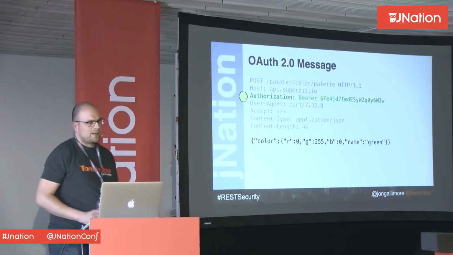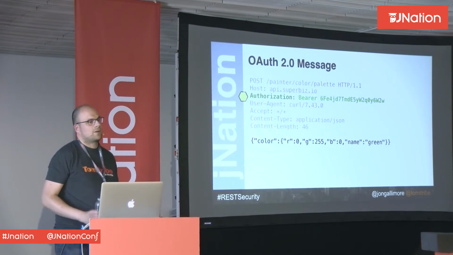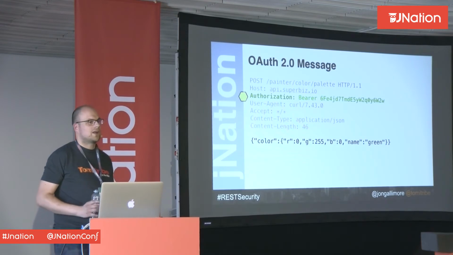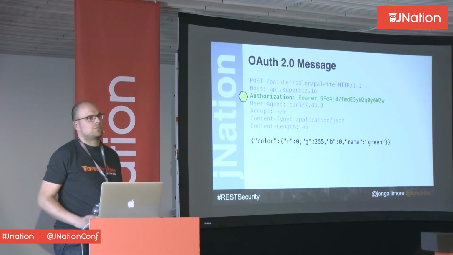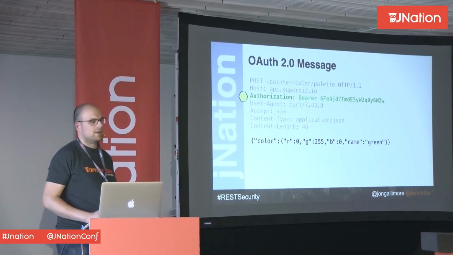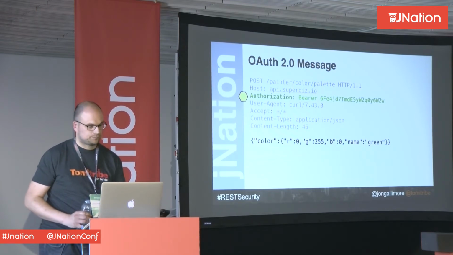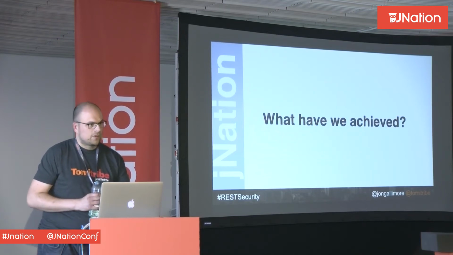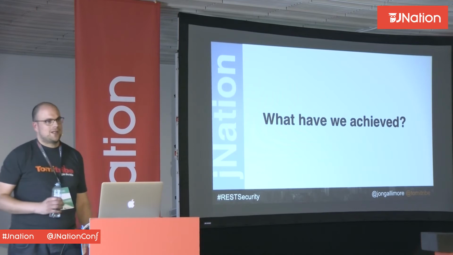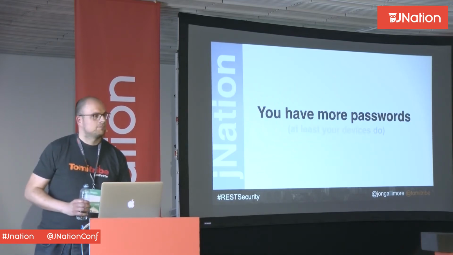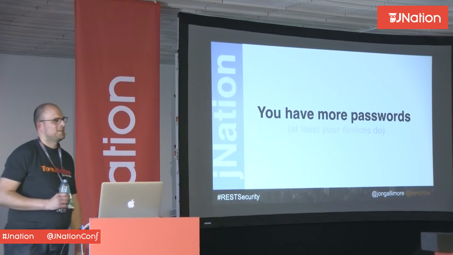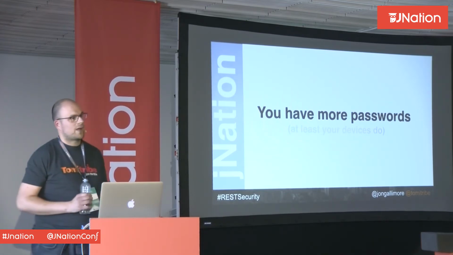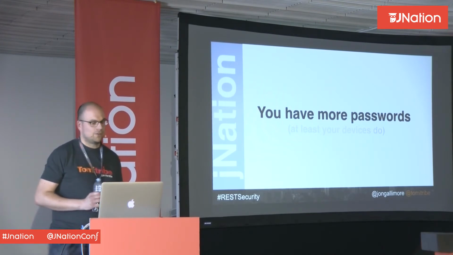So it's just worth checking how that works. So if you have an OAuth 2 vendor, it's worth understanding how the access tokens and refresh tokens are issued and how their lifetime works. So in all of this, what have we achieved? We've got more passwords, or at least our devices have. So all of our devices now have this access token, and we have to keep track of all of these access tokens.